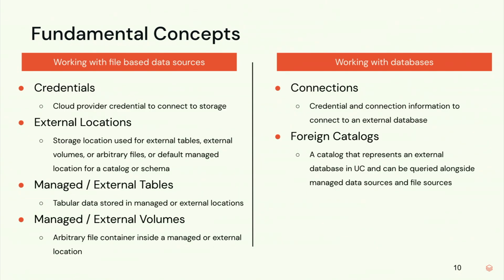Those credentials are used to create objects called external locations, and this is just a storage location. It could be an ABFSS path in ADLS. It could be an S3 path in AWS. It could be a GCS path in Google. And ultimately, you can use this to store things like external tables, external volumes, arbitrary files, or use it as a default managed location for a catalog or a schema. And that basically gives us the ability to create things like managed and external tables.